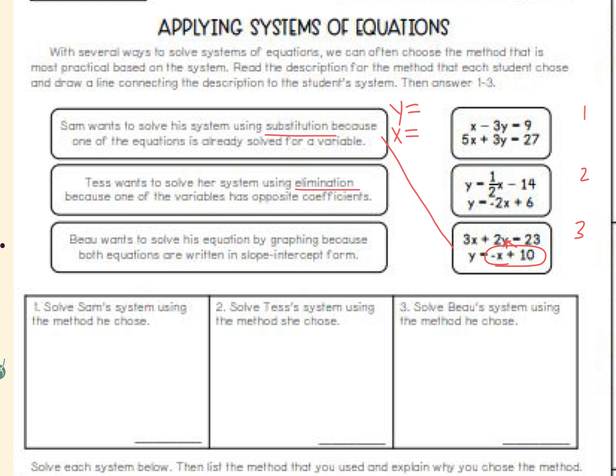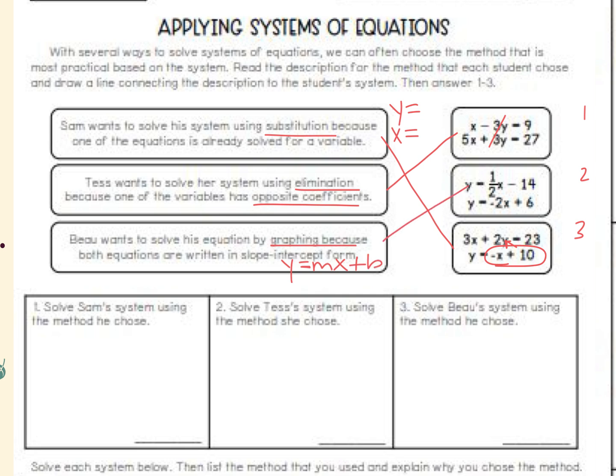So remember, elimination was where they were lined up and we have opposite coefficients. So you have a positive and a negative with the same number and the same letter. So which one do you think that would be? 1, 2, or 3? 1. Right here, elimination. Those 3 y's are going to eliminate. And then graphing, right? Because they're written in y equals mx plus b format. So which one is that going to be? The middle one, number 2.